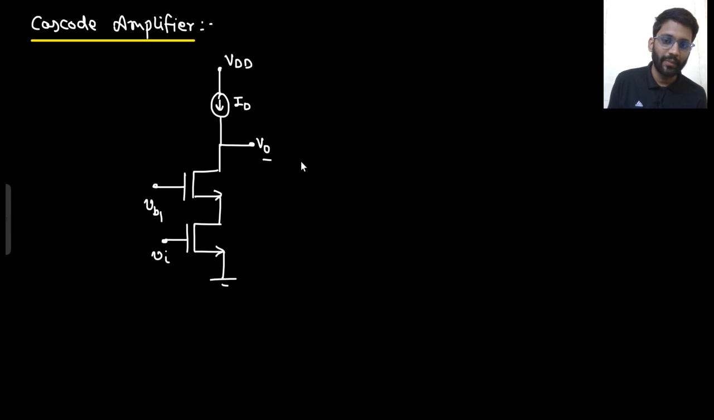So what will be the output impedance here? Since this is a constant current source, the output impedance is infinity. Looking here, let's call this one M1 and this one M2. So what is the output impedance? Tell me. Approximate impedance you need to tell me.